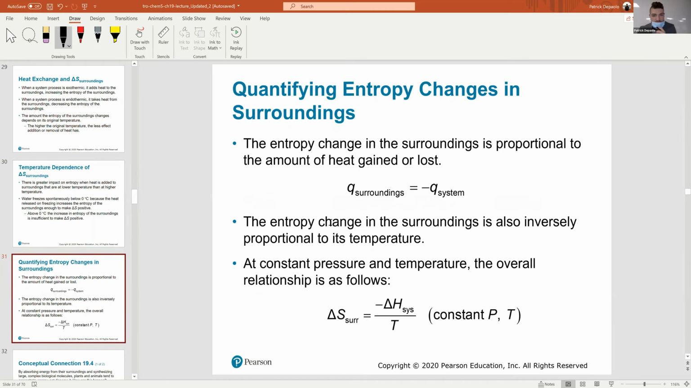And then we can throw more equations at you. If you want to quantify the heat, in a perfect transfer, the heat of the system that is lost equals the heat of the surroundings that is gained. You can come up with this equation at constant pressure and constant temperature for the change of entropy of the surroundings. There's a big derivation, but I skipped it; that's beyond the scope of the class. But you can come up with this: the change of entropy of the surroundings equals negative the enthalpy of the system, that's the heat of reaction, divided by temperature.